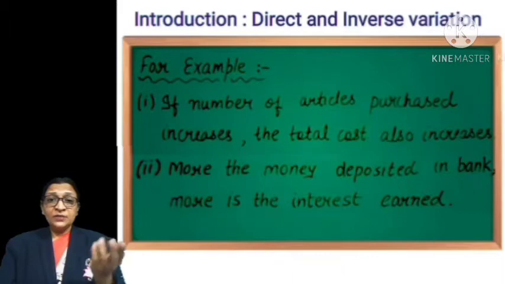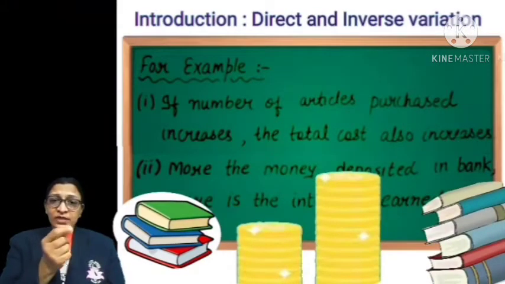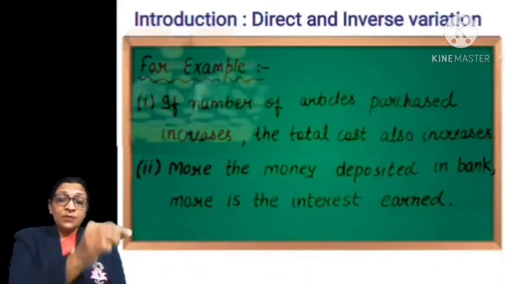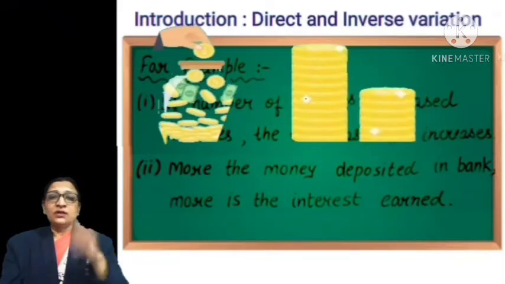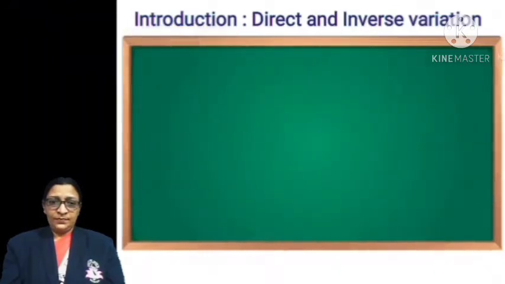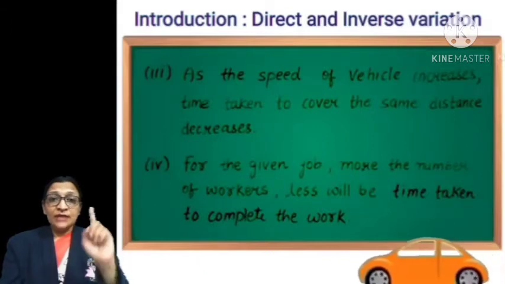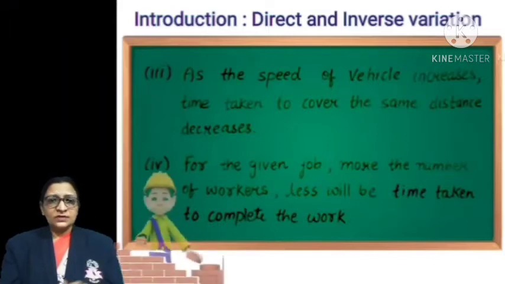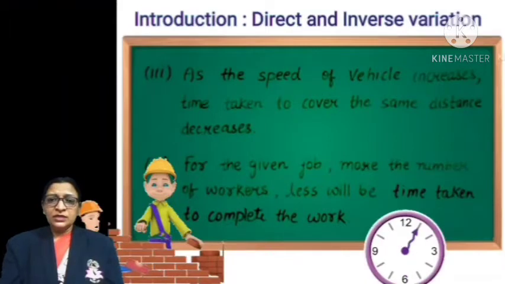If the number of articles purchased increases, the total cost also increases. The more money deposited in a bank, the more interest is earned. As the speed of a vehicle increases, the time taken to cover the same distance decreases. For a given piece of job, the more workers there are, the less time taken to complete the work.